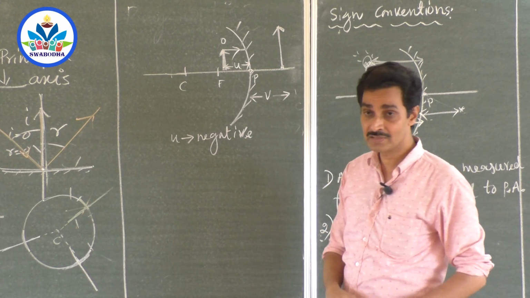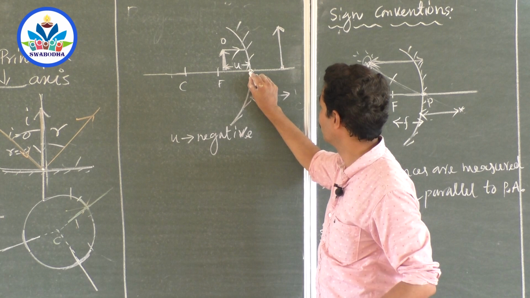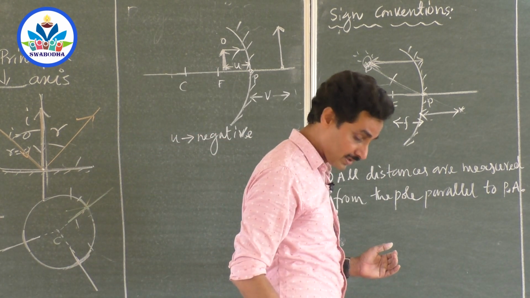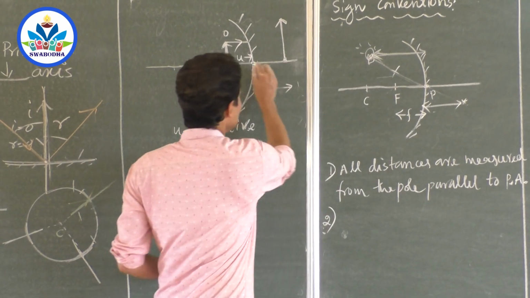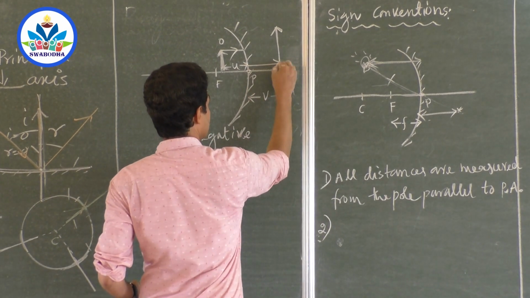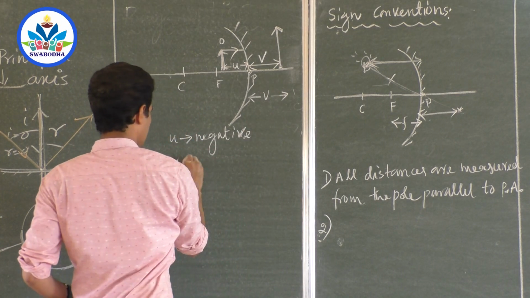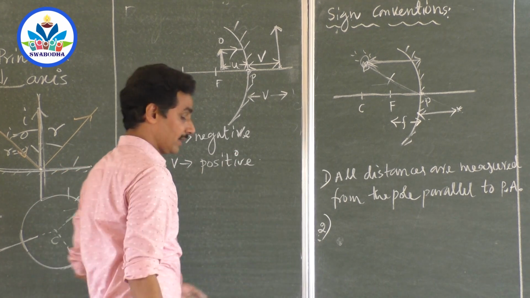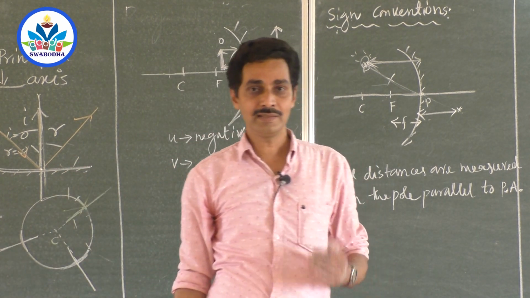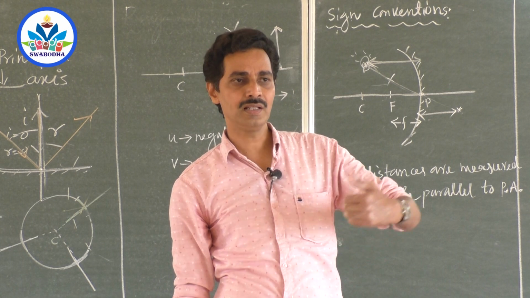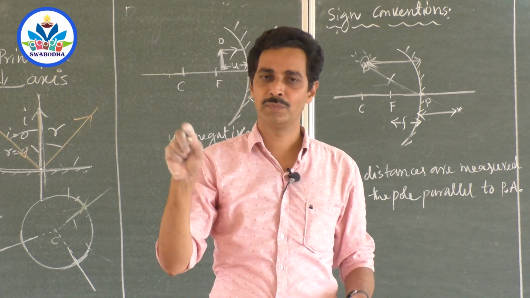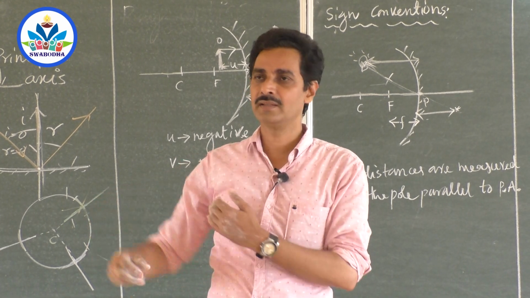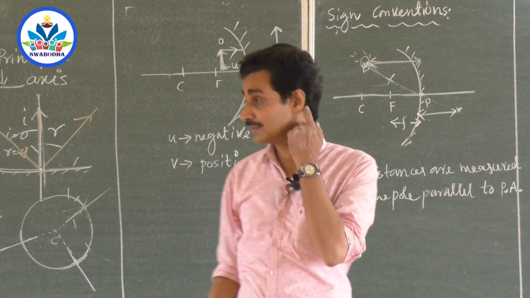Now, when you measure the image distance, what will you do? You will start from the pole. So, the pole is here. Where is the image? You have to move like this, right? So, you have to measure the distance from the pole to the image. Now, v is positive here. So, how do we write this? What is the second convention? Distances measured along the direction of light are taken positive, and distances measured opposite to the direction of light are taken negative. That is the simplest convention.